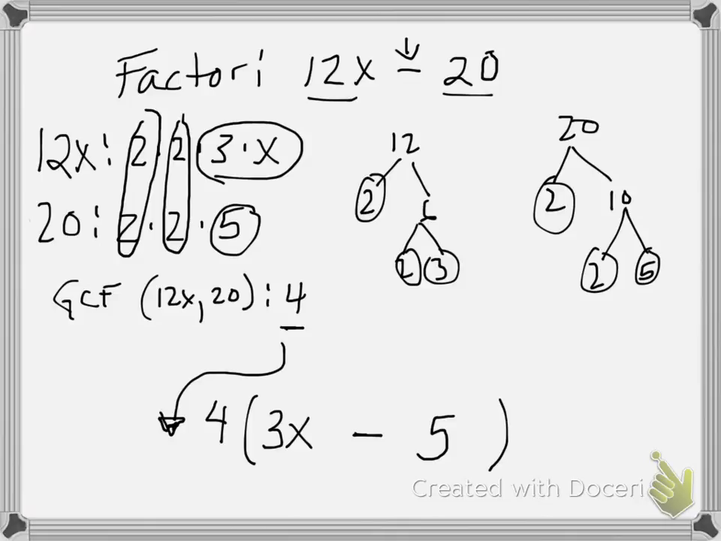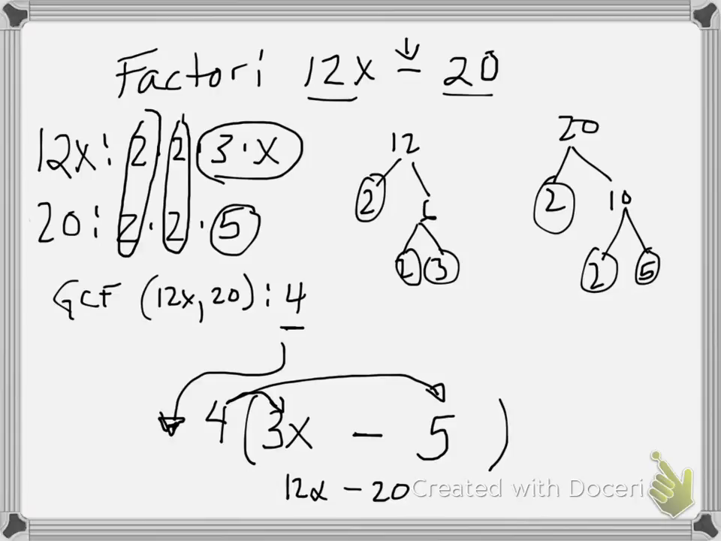Now to check my work, I can distribute. Well, if I had 4 times 3x and 4 times negative 5, what would I get? I'd get 12x minus 20, which of course was my original problem.